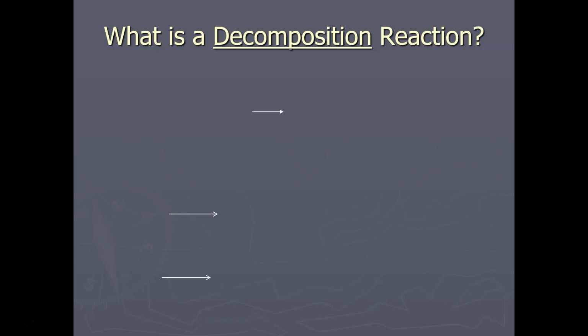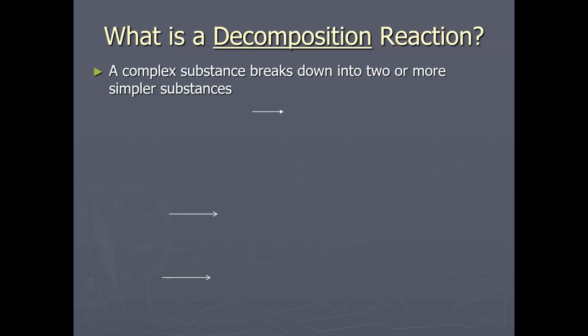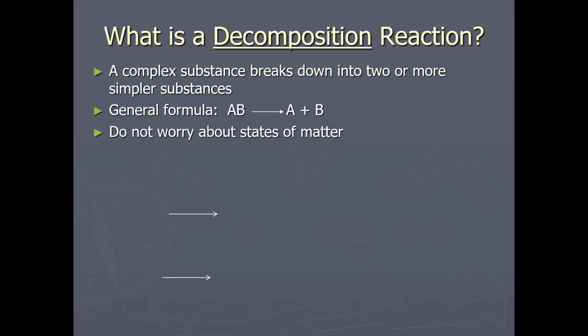Our fourth type of chemical reaction is a decomposition reaction, which, if you remember, is when a complex substance breaks down into two or more simpler substances. Our general formula is AB produces A plus B. The AB decomposes into its component parts. Once again, we do not have to worry about the states of matter.